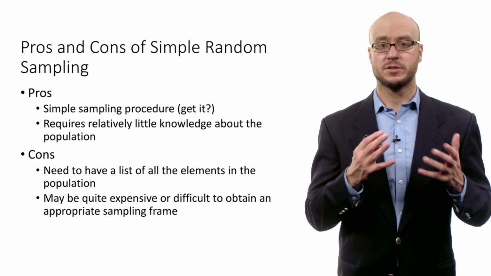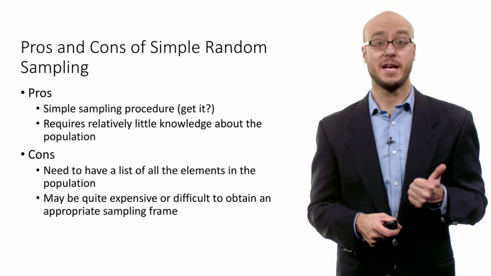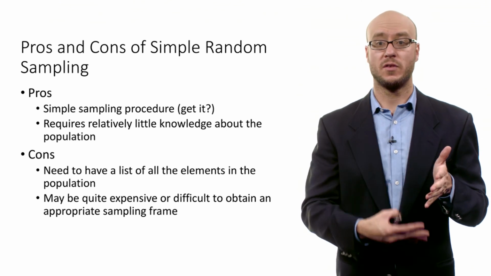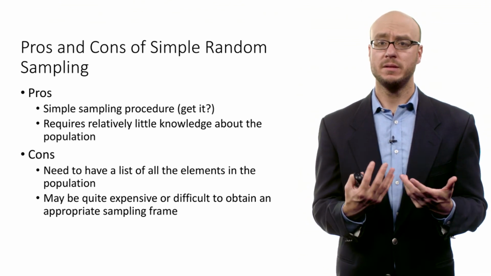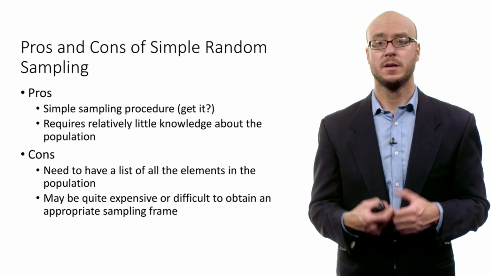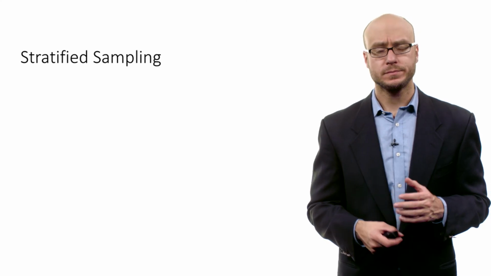There are some costs or cons. First of all, you need that sampling frame. You need that list of all elements in the population. And that can be fairly difficult to obtain. It might be expensive to obtain. The other issue is that there's just this issue of cost. Okay, you need this sampling frame, and it might be expensive to obtain that sampling frame. Not everybody may have an address. You might miss some addresses. So there are some benefits and there's some costs.